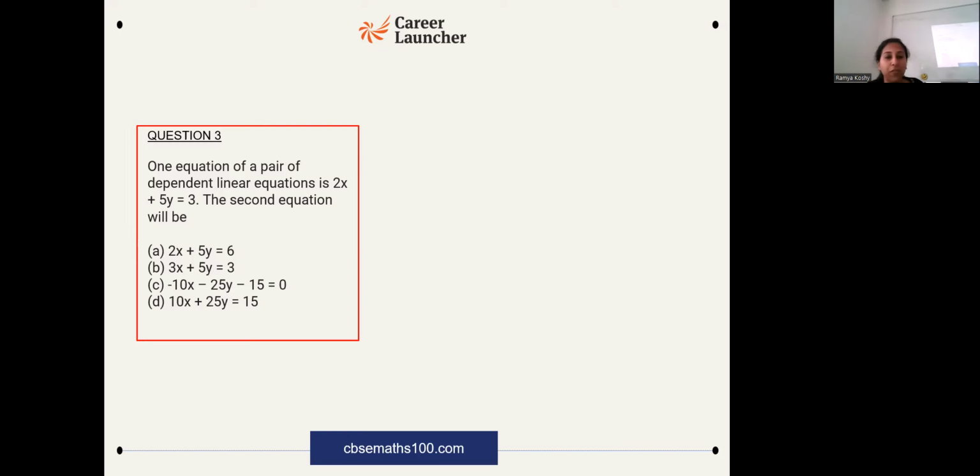One equation of a pair of dependent linear equations is 2x plus 5y equals 3. The second equation will be, do you remember which equations we call dependent? That is consistent. Anything other than parallel is consistent. Which one do we call dependent? We call coincident lines dependent. So that is the only tough part in this question. Once you understand that dependent means coincident, I think all of you can find the answer easily. Give me the answer in the chat.